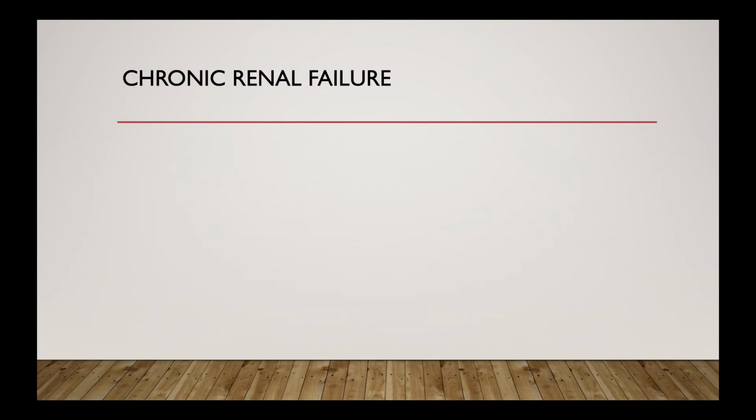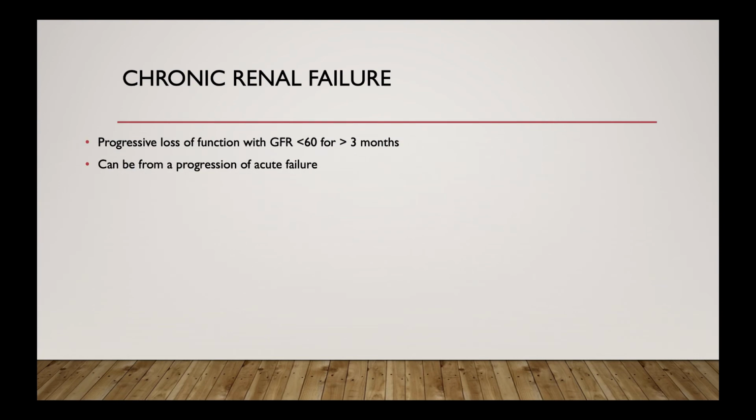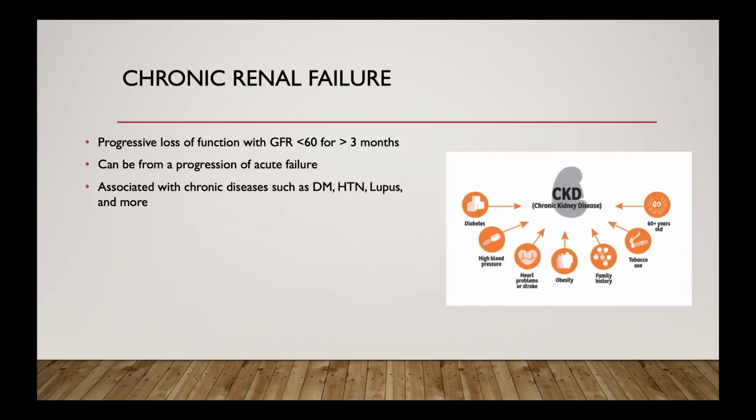In chronic renal failure, we have patients with a GFR less than 60 for greater than 3 months. And when that happens, it's basically the definition of chronic renal failure. It's no longer acute renal failure. However, it could have started with an acute injury to the kidney for one reason or another, whether it be trauma or infection, that can cause permanent damage leading to chronic renal failure.